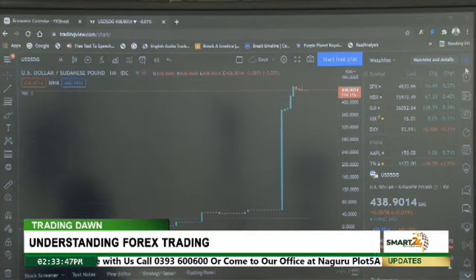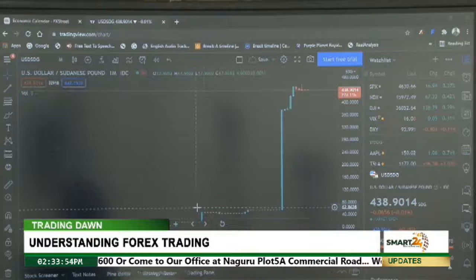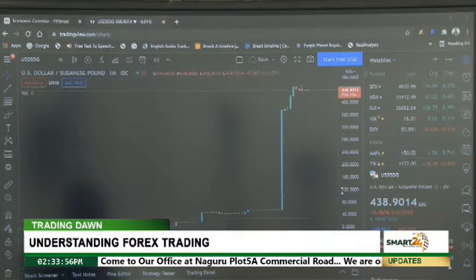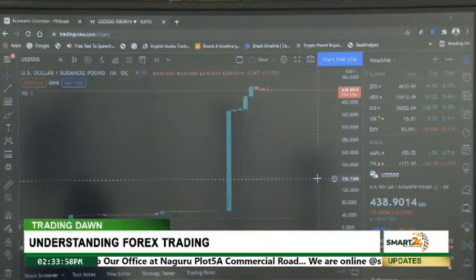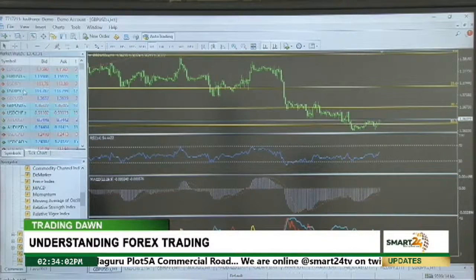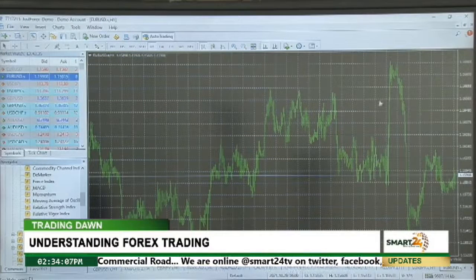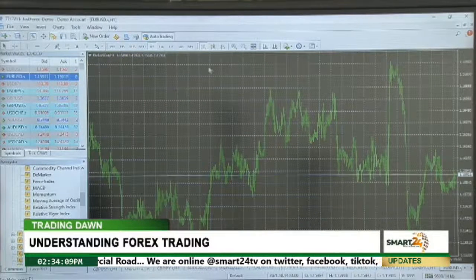This particular event, I wanted to show you about this Sudanese pound. I wanted to relate it to what happened last week. So many people were crying last week that the Euro USD just fell. Where is it? Yeah, this move, this sharp fall.